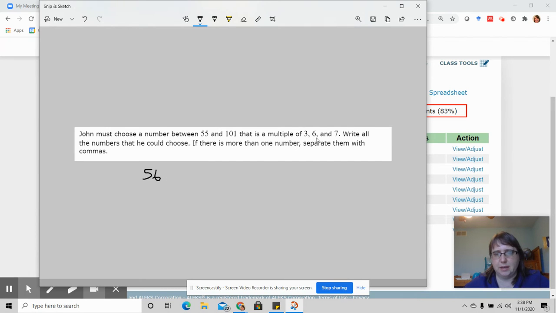So 56, 6 does not go into 56. Next one is 63. 6 does not go into that. Next one is 70. 6 does not go into 70. And 77. 6 does not go into 77. Then 84. Now that's a possibility because it's even.